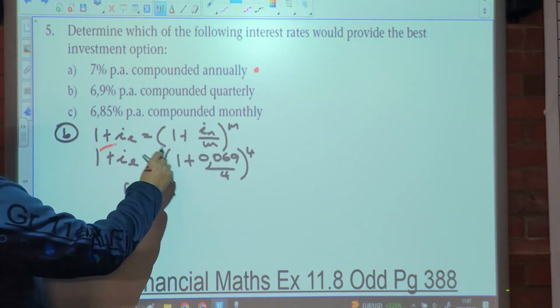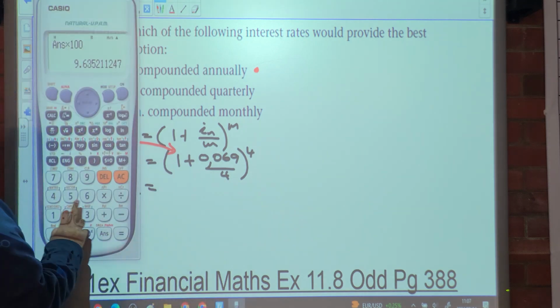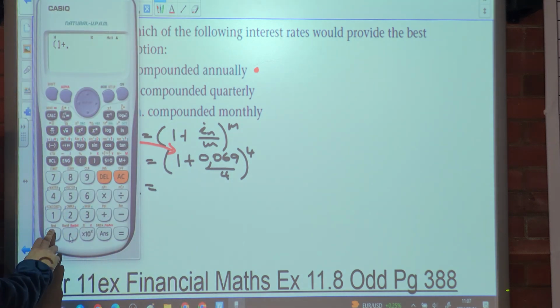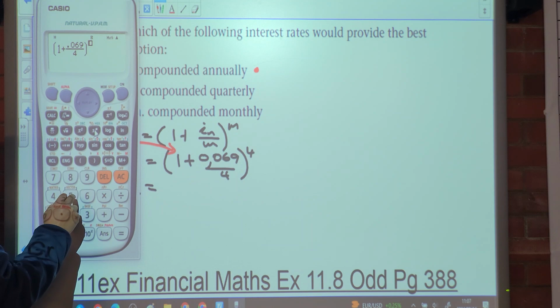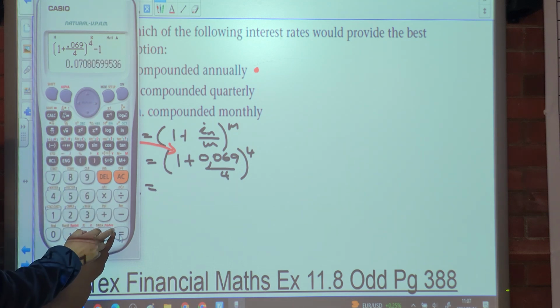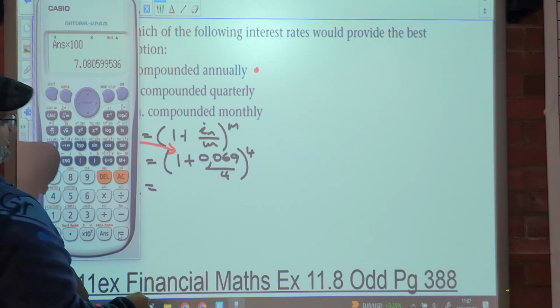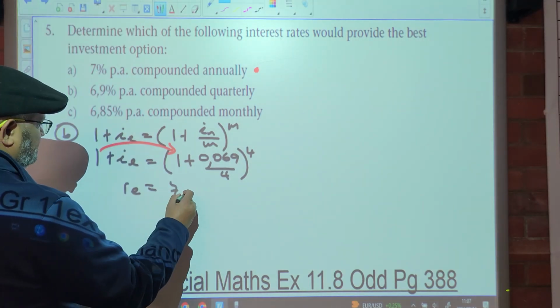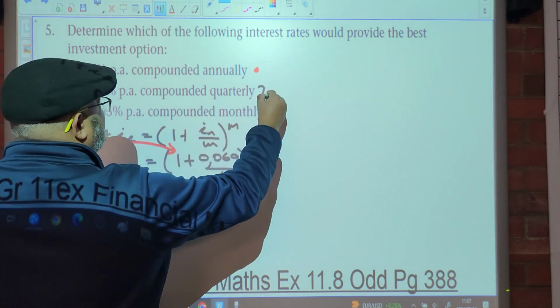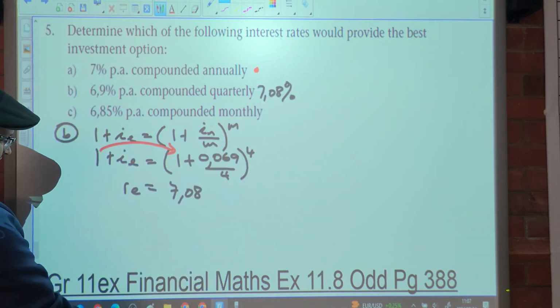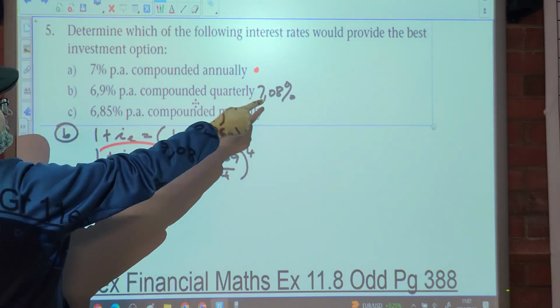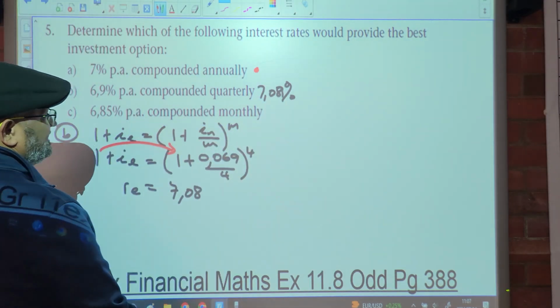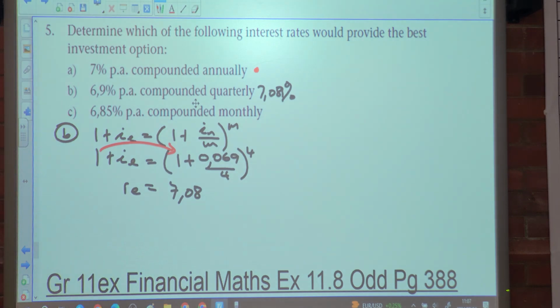So I'm going to take 1 over the equal sign and then multiply it by 100. So it's 1 plus 0,069 over 4 to the exponent 4 minus 1. Multiply that by 100, I get 7,08%. People, between the two, which one is better? Remember, that's going to be 0.81. That's just in case we needed that value. Between the two, which one is better? B is already better. Why? It's a higher interest rate. Did you see that? Let's look at C.